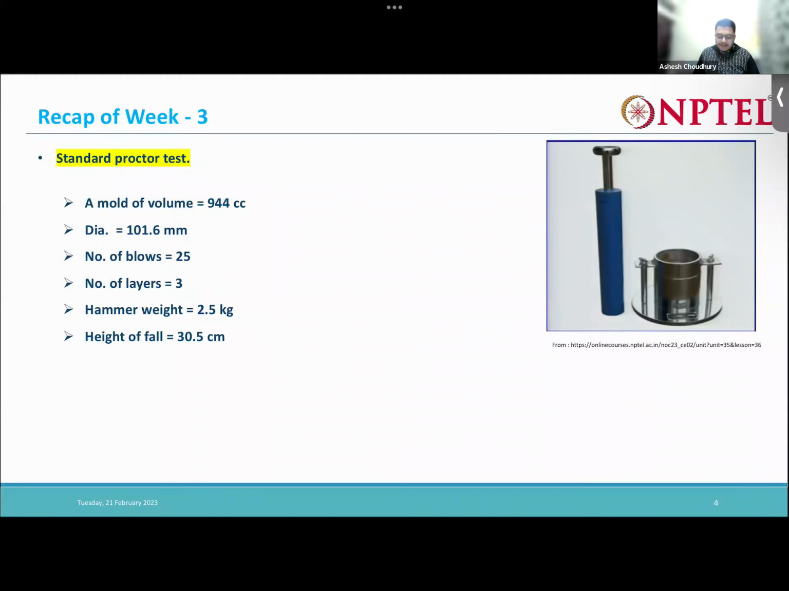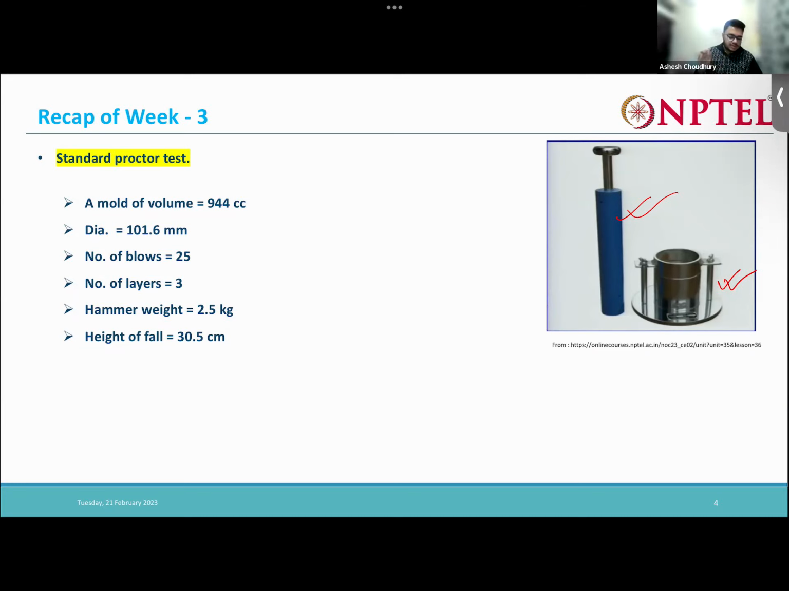So this is the apparatus which I was talking about. The proctor apparatus consists of a mold, and this is a rammer. This rammer is actually used to compact the soil. There is one standard proctor test and one modified proctor test. There are two proctor tests, and also there is one Indian standard.